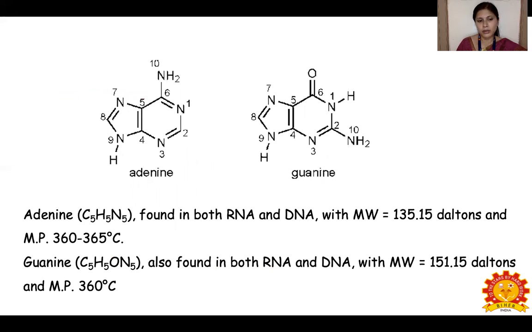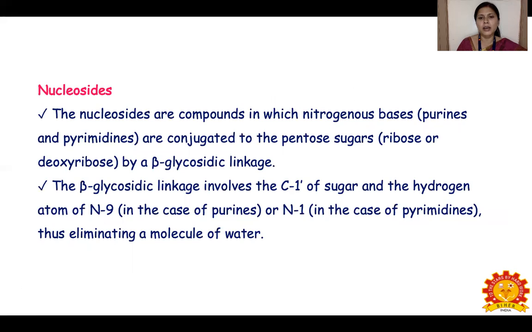Adenine has molecular formula C5H5N5, and it is found in both DNA and RNA, with molecular weight around 135.15 daltons and melting point around 360 to 365 degrees centigrade. Guanine has formula C5H5ON5, it is also found in both DNA and RNA, with molecular weight 151.15 daltons and melting point around 360 degrees centigrade. The NH2 or the carbonyl group helps to join with another polynucleotide chain. So now we'll talk about the nucleoside.